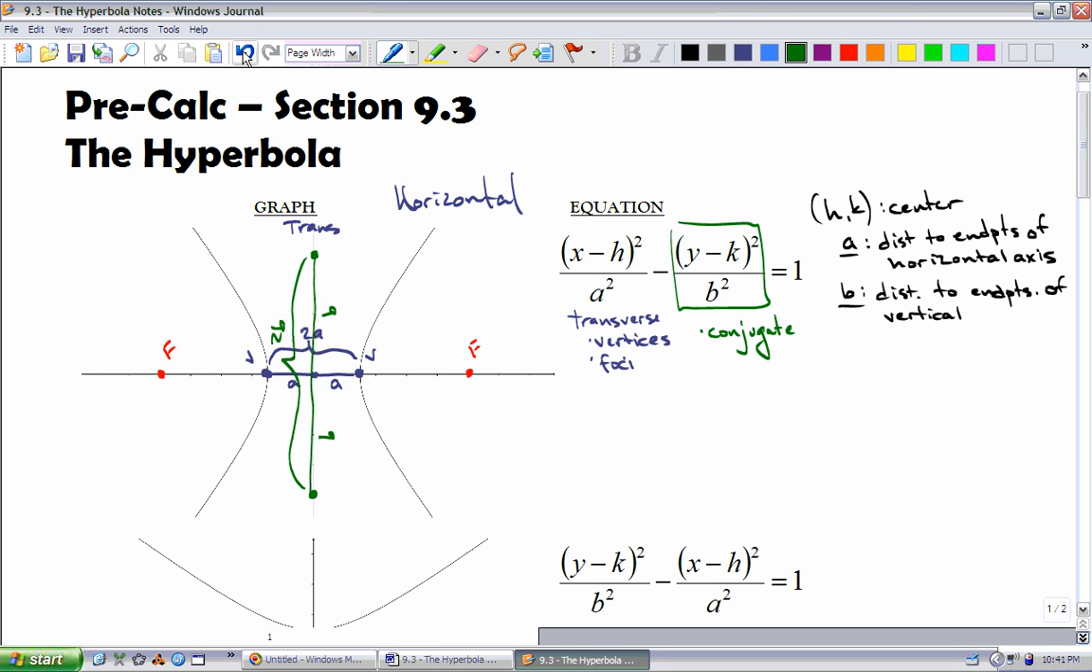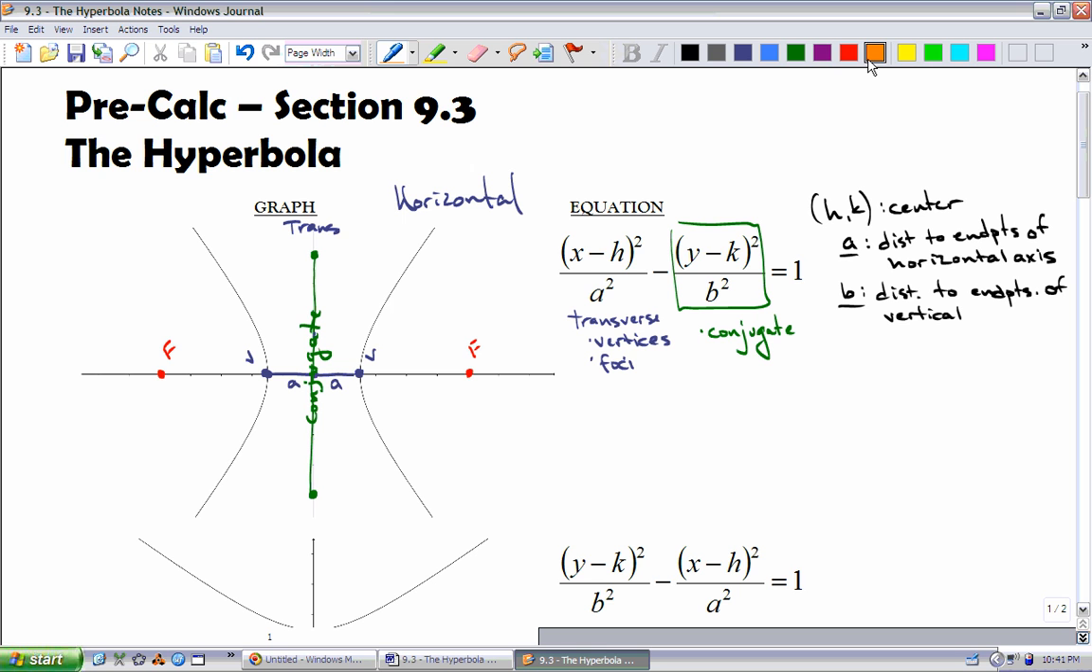I'm actually going to erase these because we're going to need this area here. But that gives us an idea of the conjugate and the transverse. So I'm going to go ahead and write this. This is the conjugate axis. Okay? There it is. Alright, now, here's the significance of the conjugate axis. I know I'm taking a while on this, but it's worth hearing.